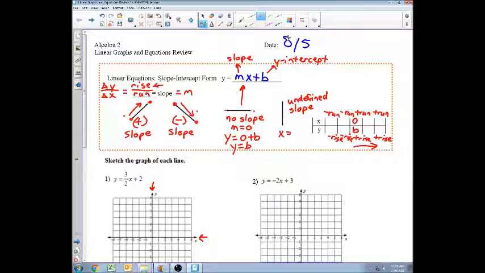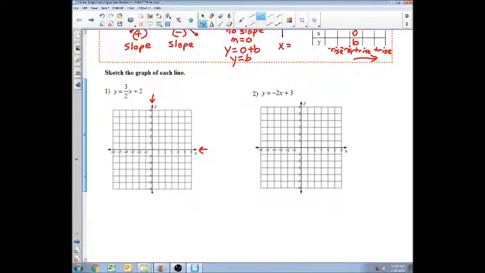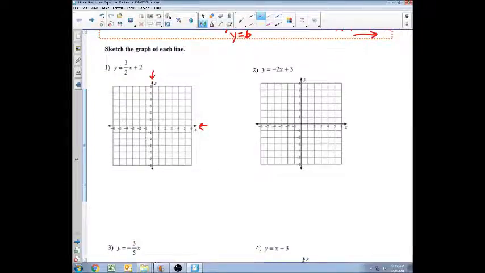But let's move on to what I believe is an easier way to graph a line, using y equals mx plus b form. First thing I want to look at is my b value, or my y-intercept. In problem number 1, where is my b value? It is this positive 2. So my b value is positive 2. We'll talk about what that means in a second. Where is my slope, or my m value? My m value is this positive 3 over 2.